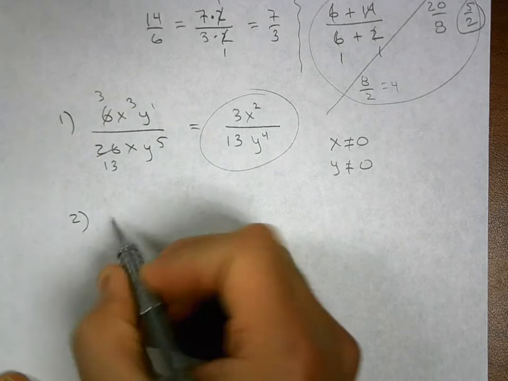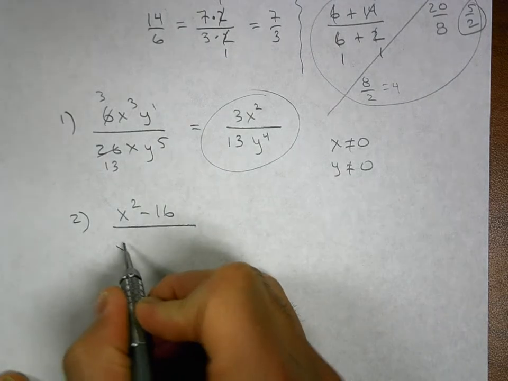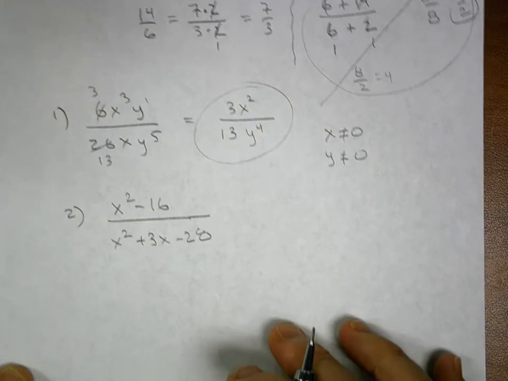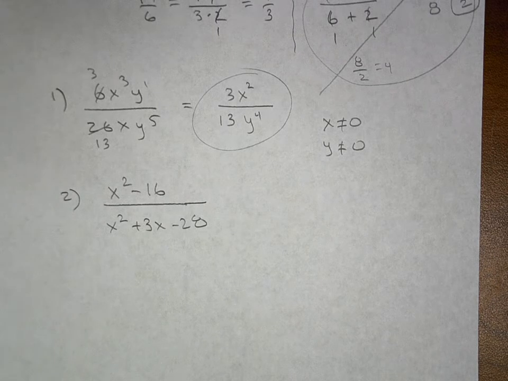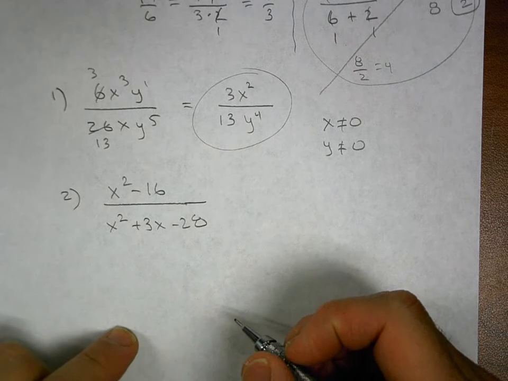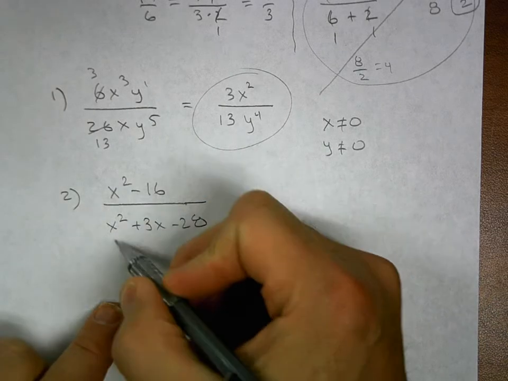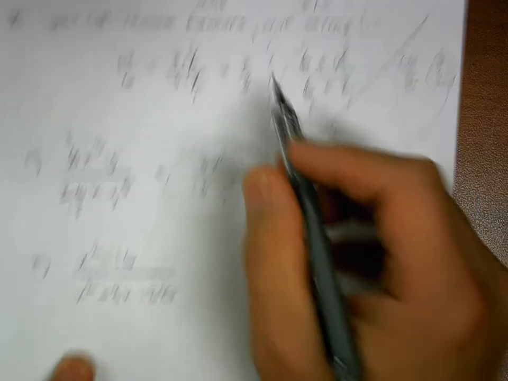All right, let's look at another one. Number 2, x squared minus 16 over x squared plus 3x minus 28. We want to reduce this fraction, and it has to be an equivalent fraction. Well, can I reduce out the x squareds? Just reduce them out? No. Why not? Because I said these are terms.